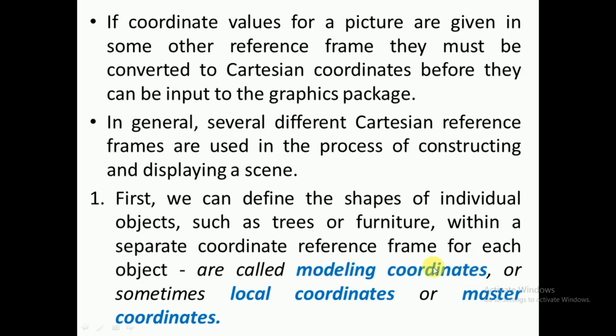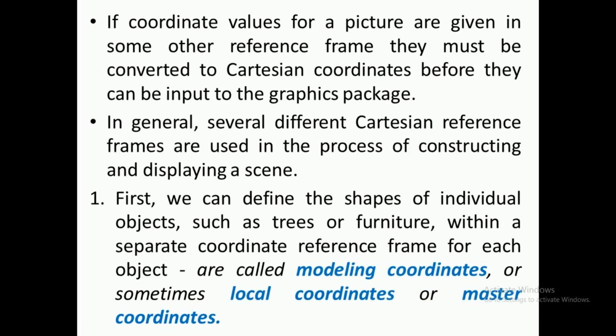The best example is when you want to draw a cycle. The output you want on your monitor is a bicycle, but how do you give input? You have to give it separately: first wheel as first input, second wheel as second input, then handle, seat, and so on. When you give individual input, every object has its own reference. That is called modeling coordinates, or sometimes local coordinates, or master coordinates. All are the same.